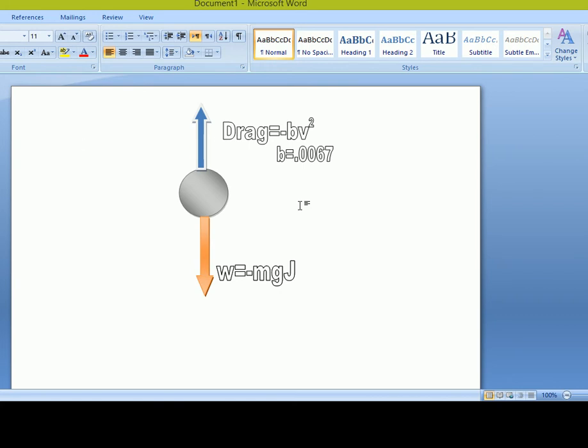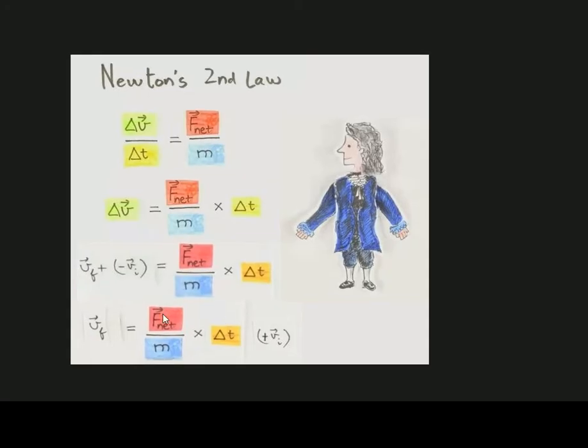So if we look again at Newton's second law, we find that we've changed F sub net and we've changed the initial velocity, so the final velocity must also change.